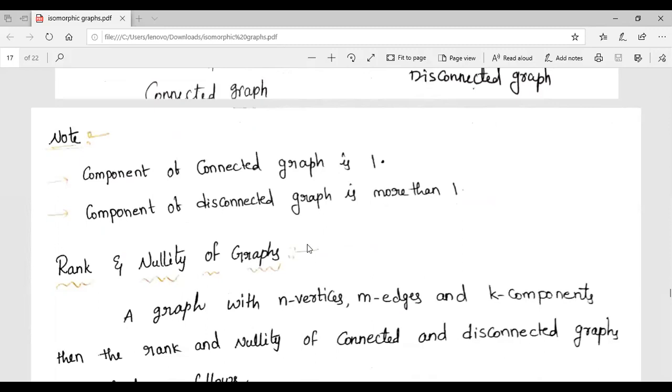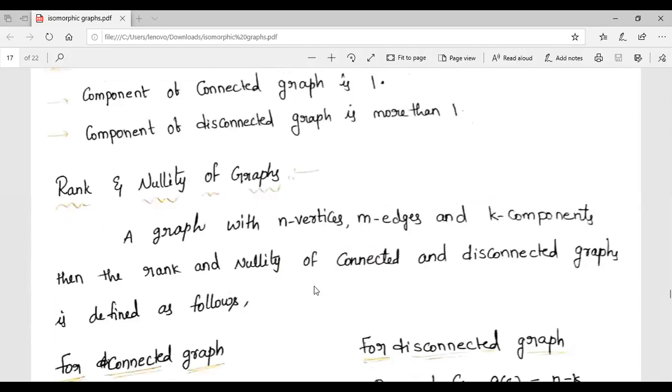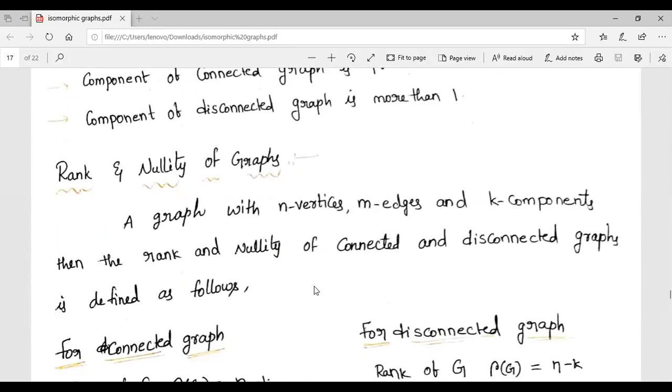Okay, next definition: rank and nullity of graphs. A graph with n vertices, m edges and k components. We have already discussed components. So n vertices, m edges and k components. Then the rank and nullity of connected and disconnected graphs are defined as follows.